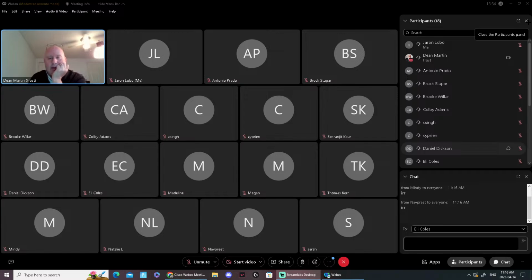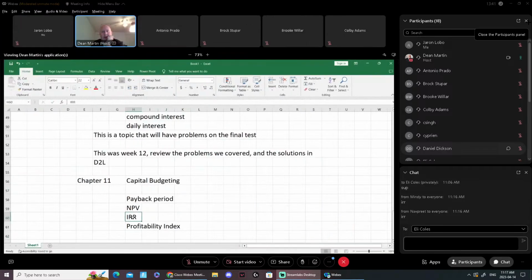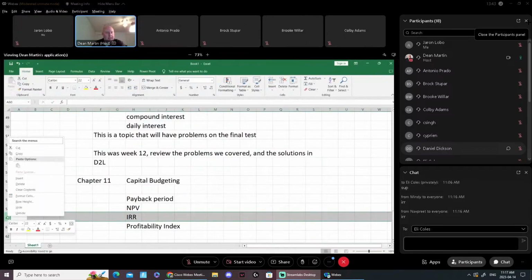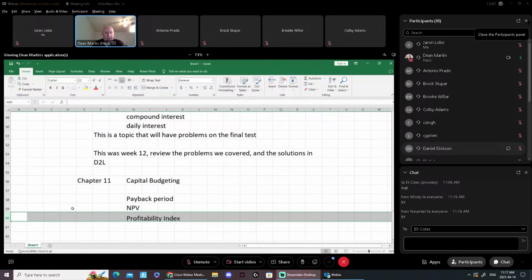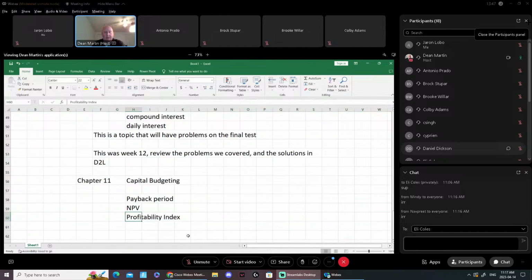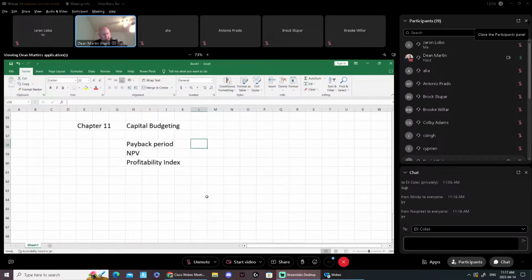Yes, thank you very much. Those who chimed in, we do not need to know internal rate of return. It's in the textbook if you're interested. We only have so much time, we can only cover so much. So payback period. There are two methods of the payback period.